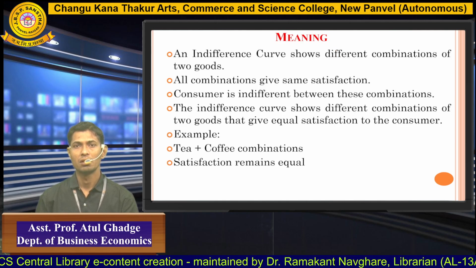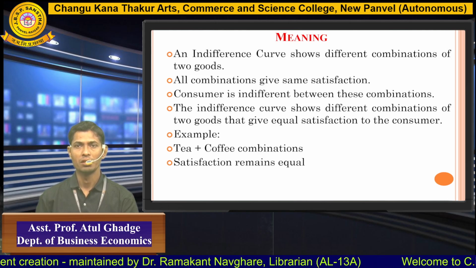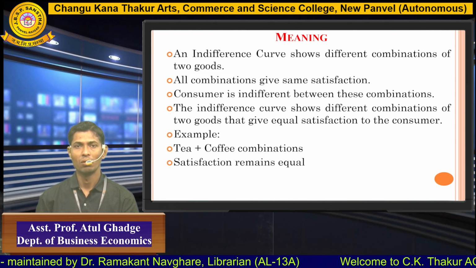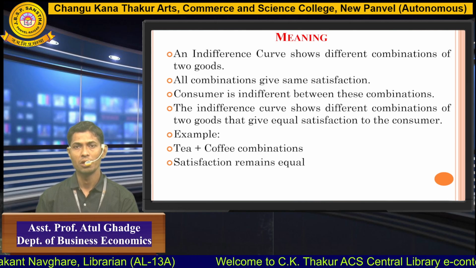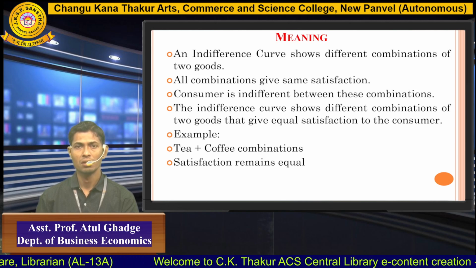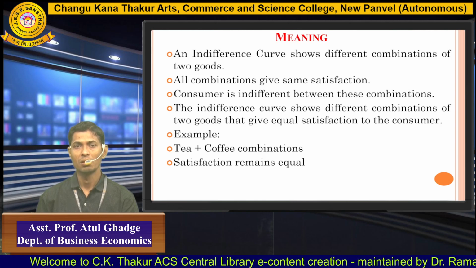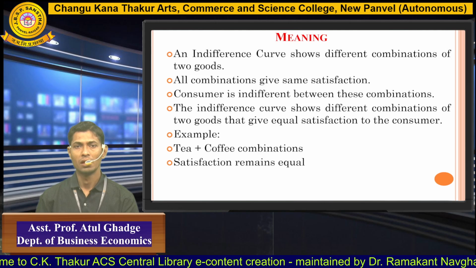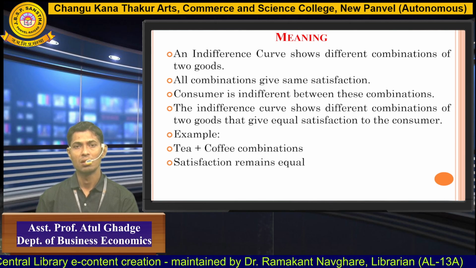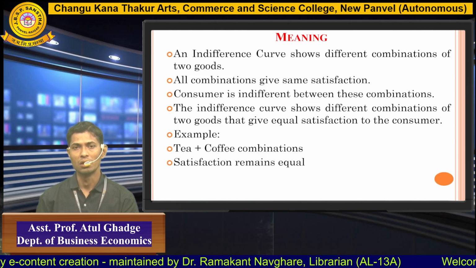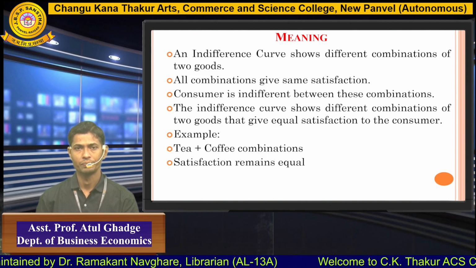Now first of all we will understand the meaning of indifference curve. An indifference curve shows different combinations of two goods, and all combinations give the same level of satisfaction. The consumer is indifferent between these combinations. The indifference curve shows different combinations of two goods that give equal satisfaction to the consumer. For example, we consider tea plus coffee. So tea and coffee combinations give a satisfaction which remains equal. So the same level of satisfaction is derived by consuming the combination of tea and coffee.